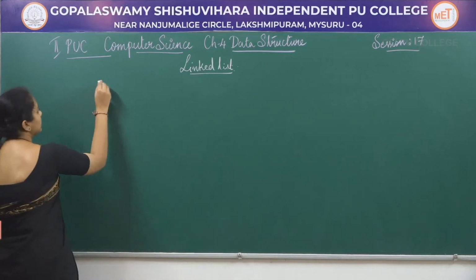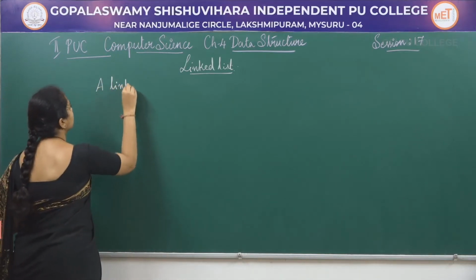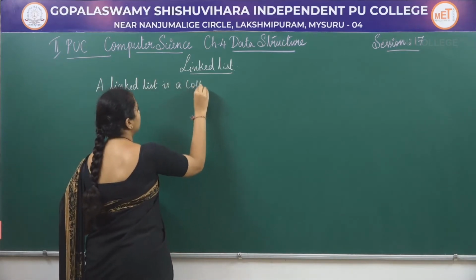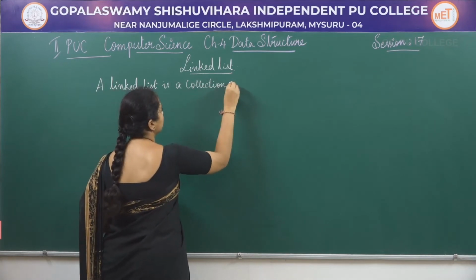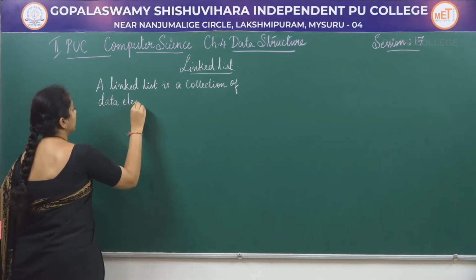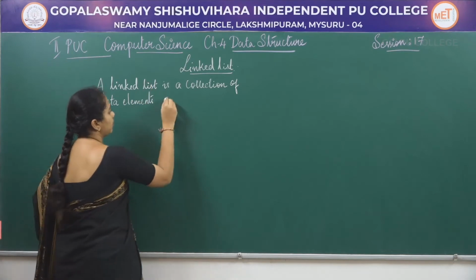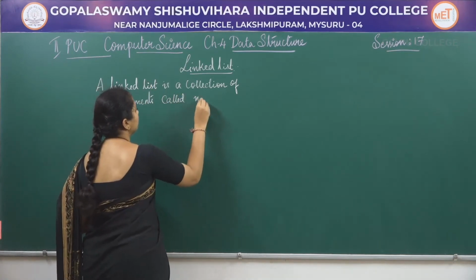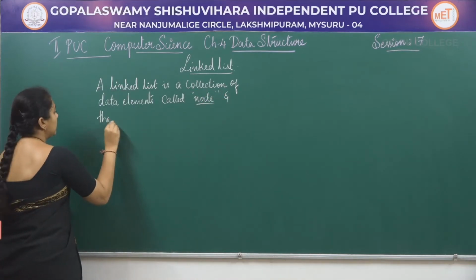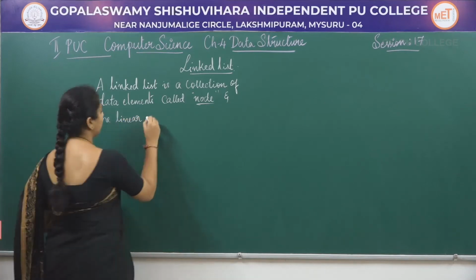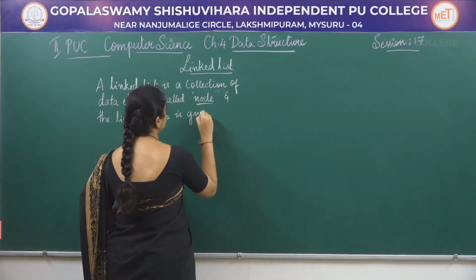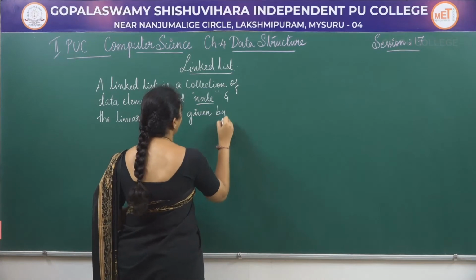So what is a linked list? A linked list is a collection of data items, data elements called nodes, and the linear order is given by using pointers.